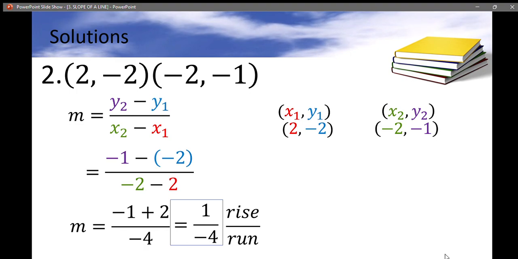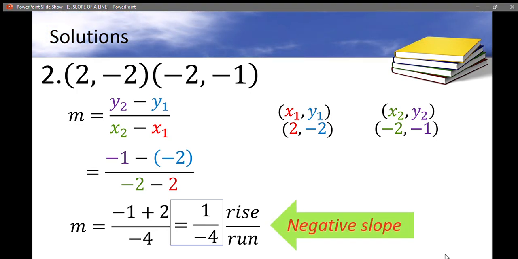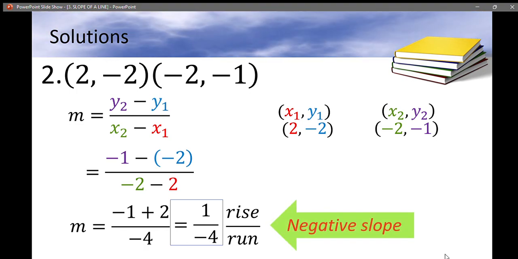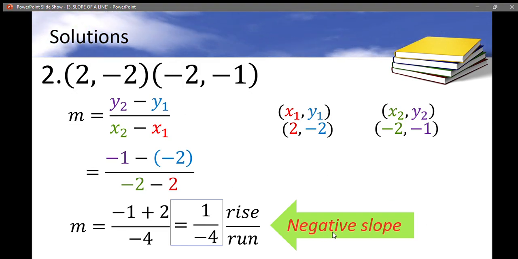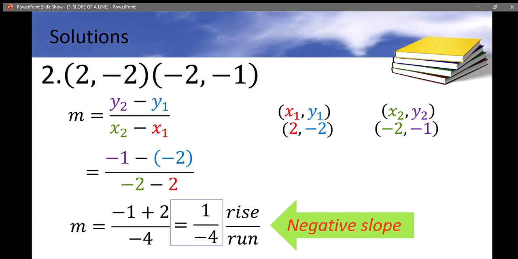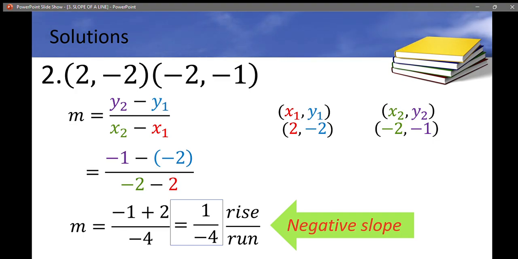Then let us illustrate this on our graph. By the way, in number 1 we had a positive slope. Now, this time, we have a negative slope.